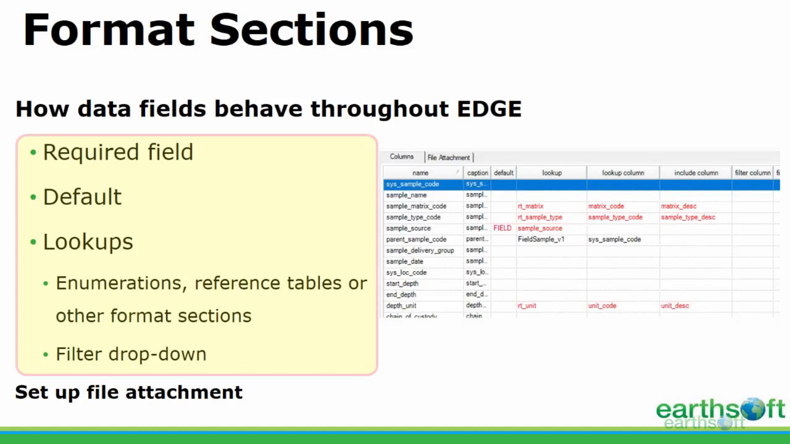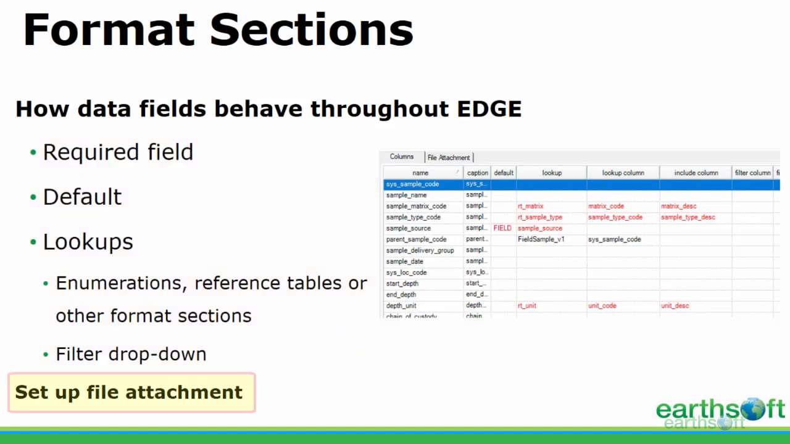Like I mentioned previously, we could use enumerations to define a list of valid values, so we can look up to those. We could also make a field look up to a reference table or even to other format sections. We can also use the tool here to filter those drop-downs to be more specific to our needs. As time permits, I'll also show how to set up file attachment on certain data sections, but we'll visit that when we get there.